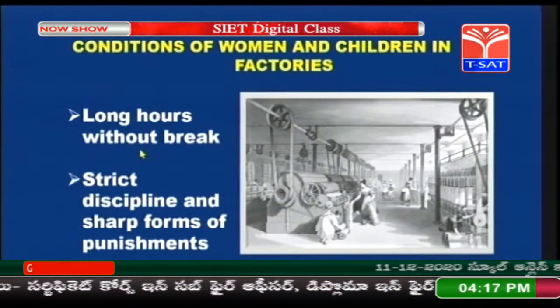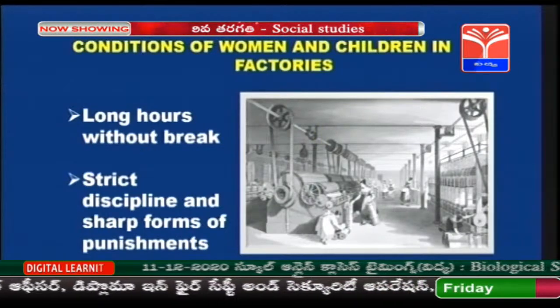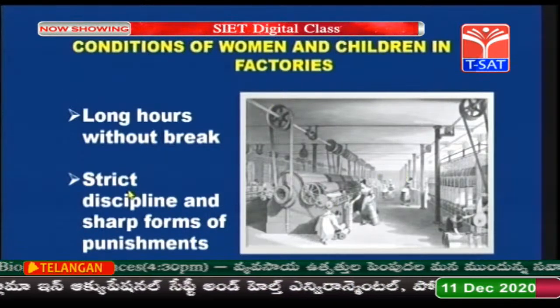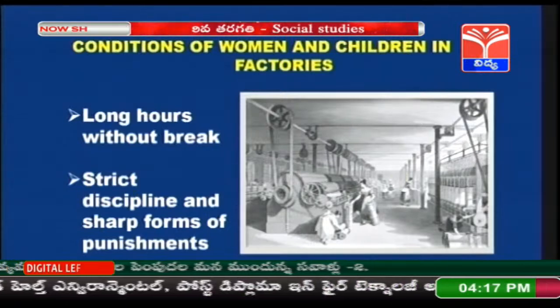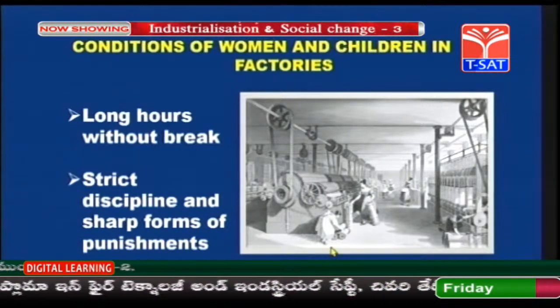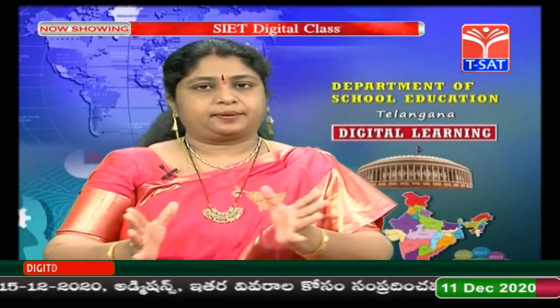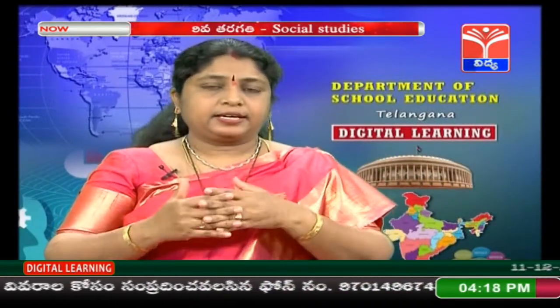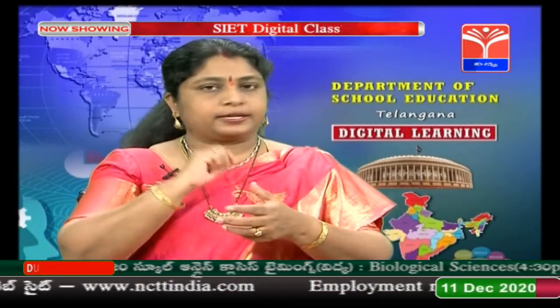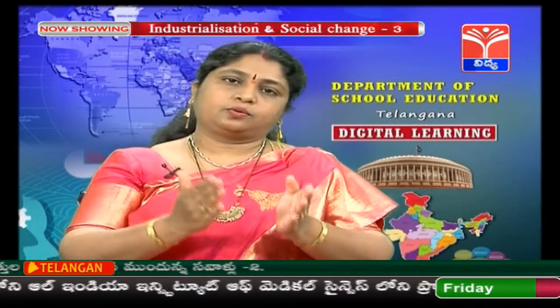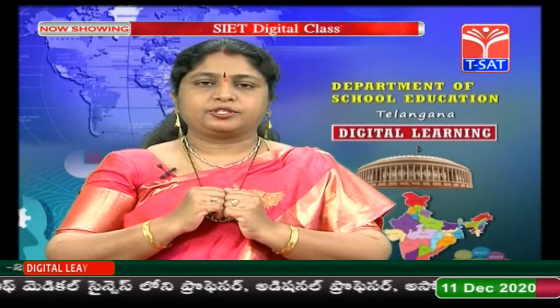So, they used to work in factories. They had to work for long hours without break. You can see the image here. And the same kind of work is done under strict discipline and sharp forms of punishments. So, in rural areas, the same kind of work is done with a lot of freedom. Yes, they can do whenever they want, but here in factories, they were supervised and controlled by the factory owners, right? So, they had to work for long hours, and also strict discipline was there, and punishments were also given to these people. So, what do you think?